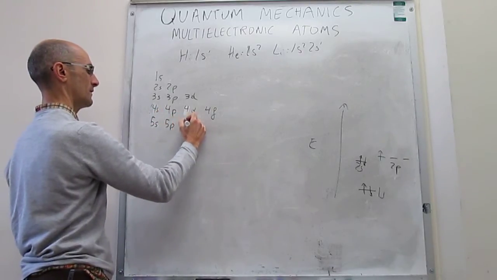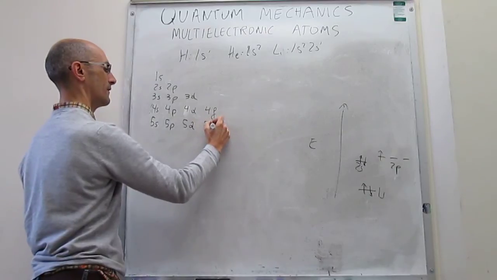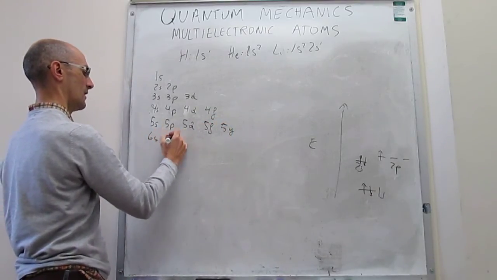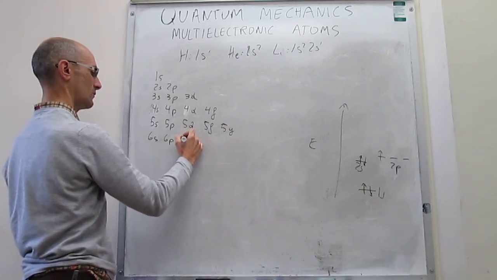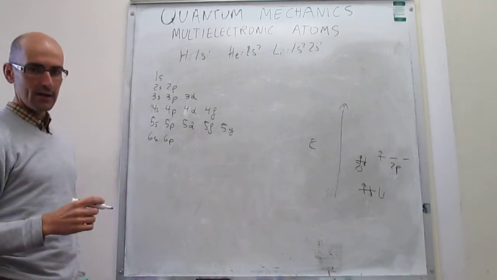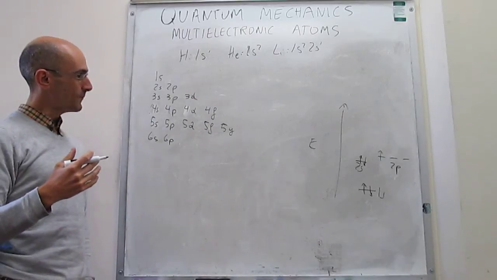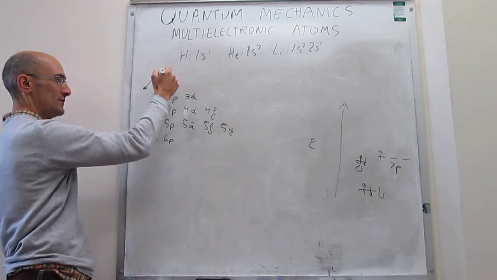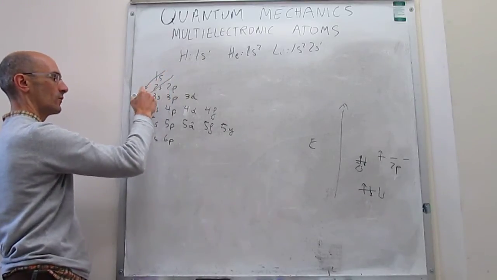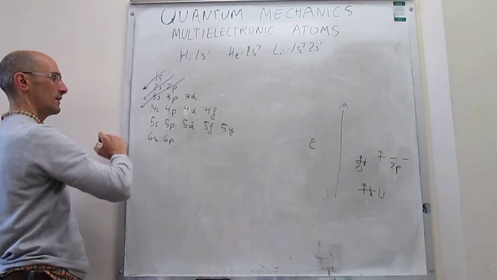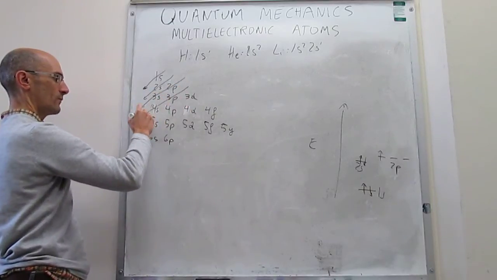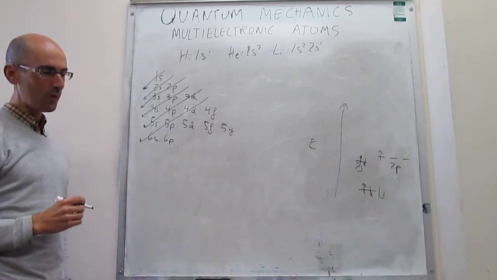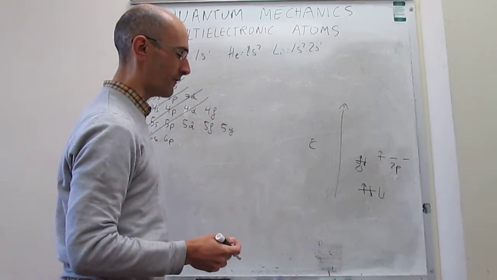5p, 5d, 5f, 5g, and again you can continue to write this all the way until infinity, which we're not going to do. But in order to predict the energy ordering of the orbitals, you simply have to do this. The first orbital will be the 1s, the second the 2s, and then 2p, 3s, 3p, 4s, and so forth. So that tells you what the ordering of those orbitals will be.